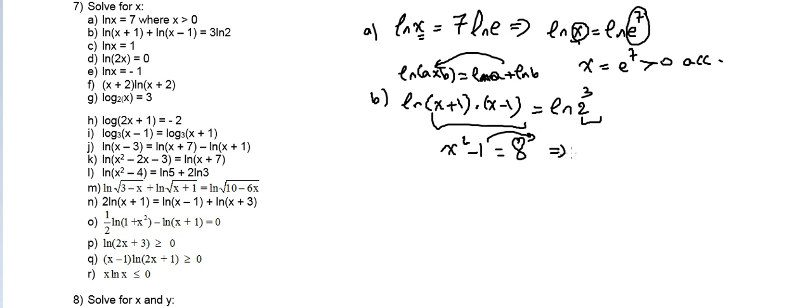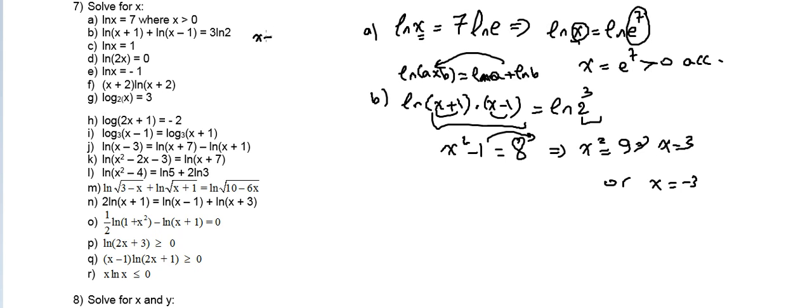Taking minus 1 to the other side, x squared equal to 9. Let's first... we forgot to do what? Let me continue. X squared equal 9, then either x equal 3 or x equal minus 3. So which one is accepted and which one is rejected? We need to know the domain of definition first.